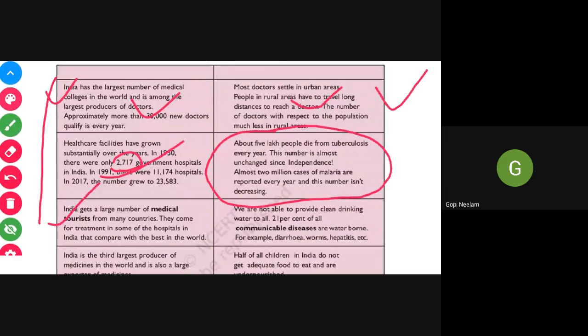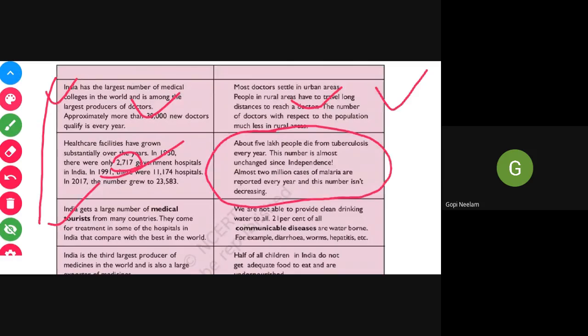And at the same time, India gets a large number of medical tourists. We discussed what a medical tourist is: someone who comes as a tourist to understand the medical facilities and services that this country or its specialized hospitals provide to patients. They come, observe and study so that they will learn something new. They will understand how countries like India have been providing services.